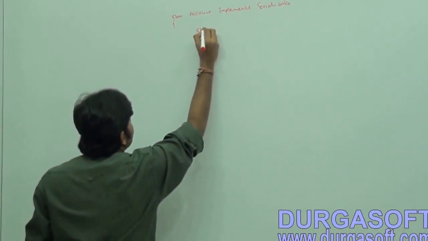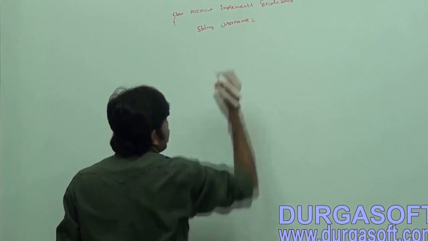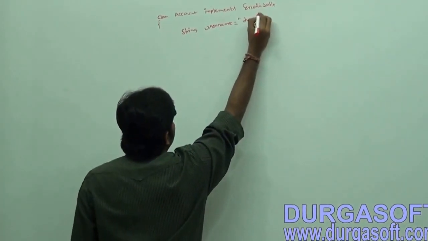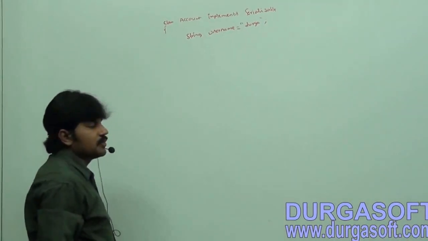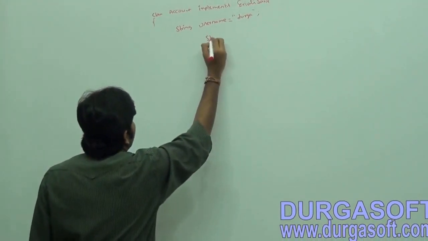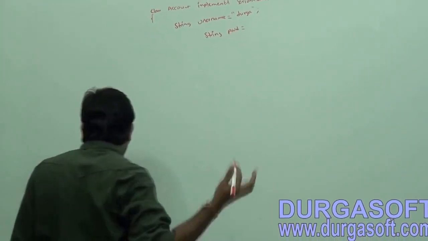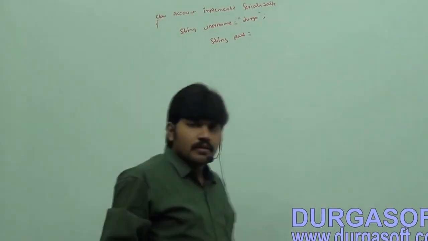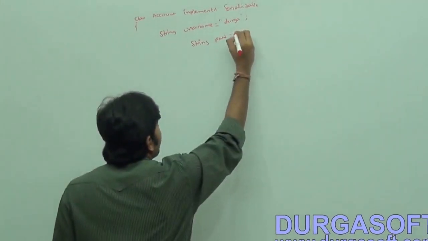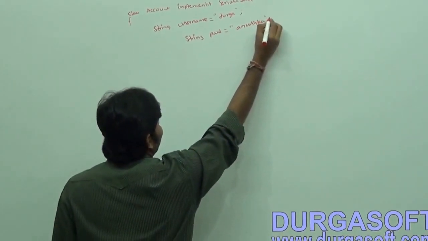String username is equal to Durga, and String password is equal to, can I spell out any password? Any password. String password is equal to, okay, some Anushka, like I'm taking.